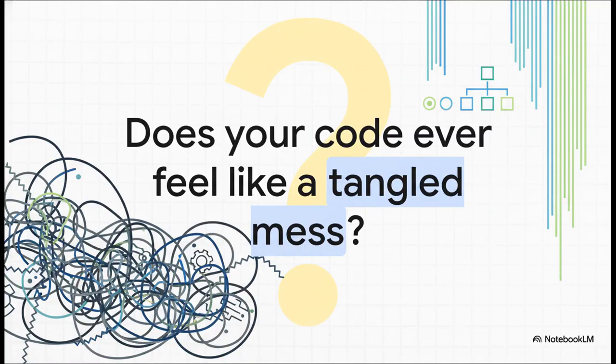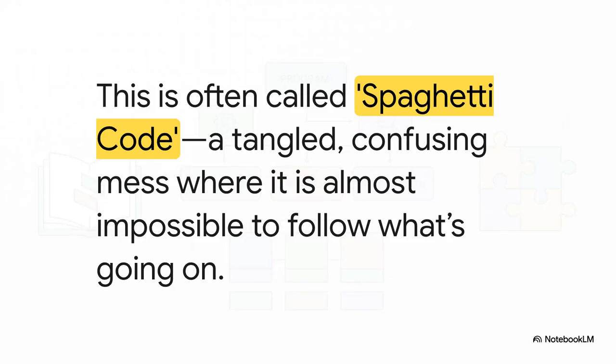We've all been there, right? You start a new project and things are going great, but then you add a new feature, and another one, and soon your code is just this massive, long scroll. You're copying and pasting the same chunks of code over and over, and before you know it, it's a complete tangled mess that you can barely even follow yourself. You know, there's actually a name for this in the programming world, spaghetti code.